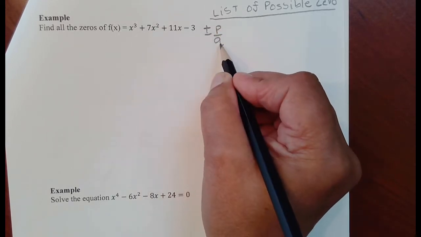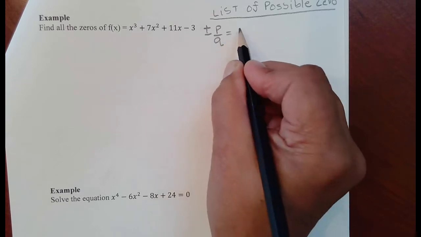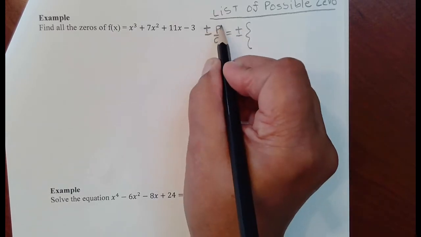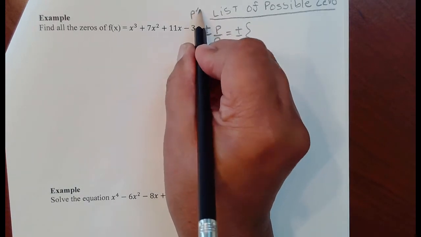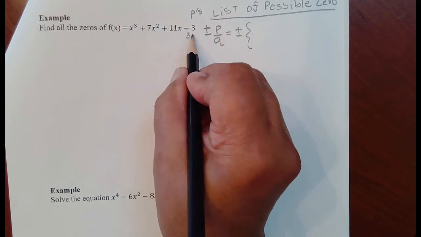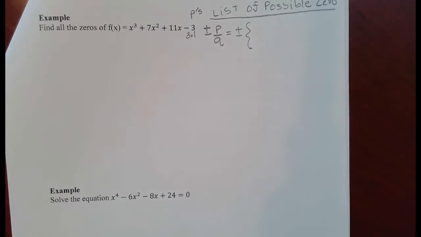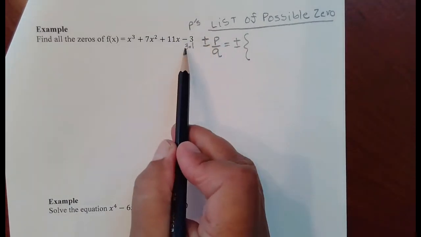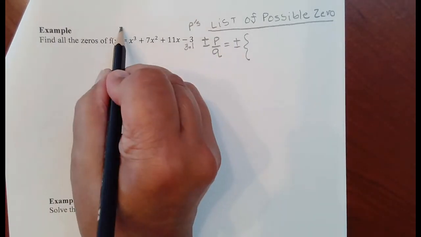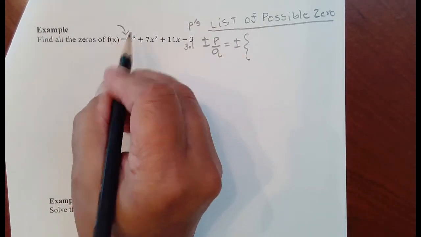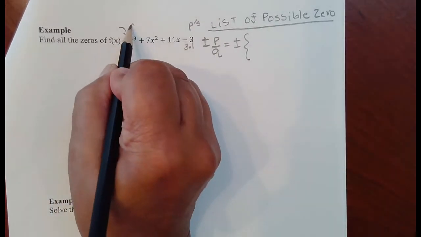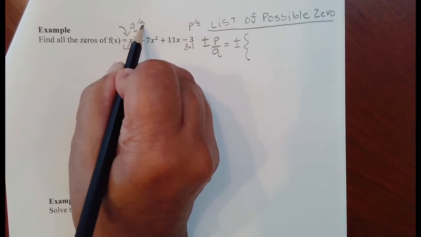They are rational numbers, and we're considering both the positive and negative version of all of these fractions. The actual p-values come from the constant. They are the factors of the constant. So for my p-values that I use on the top, it can either be 3 or 1. And then the leading coefficient here is where you get these q values. So the q's come from this leading coefficient.